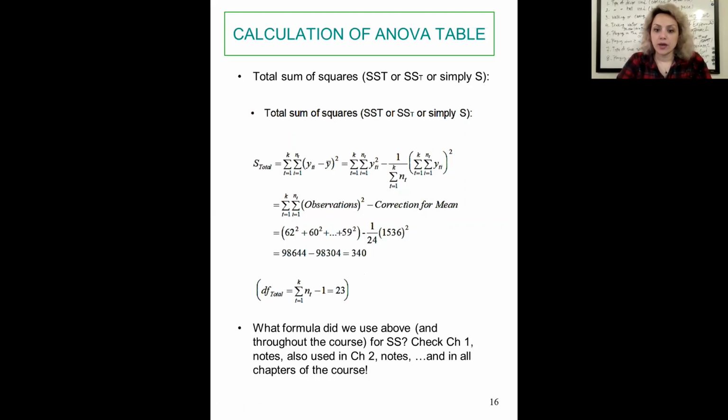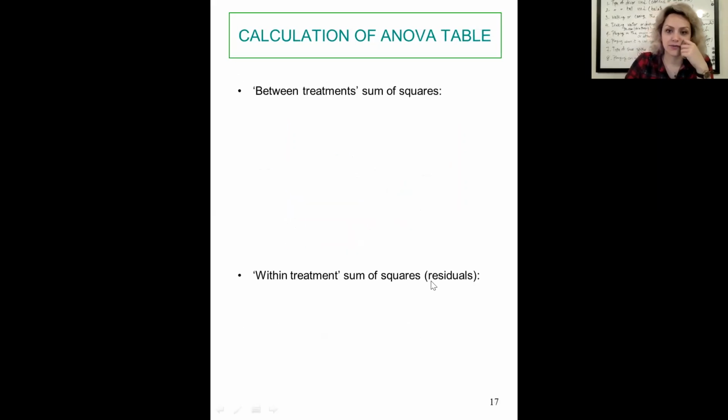So the formula we use above is like that. You can compare the formula that we have here with the formula that we had in chapter 1 and chapter 2 when we were talking about the sum of squares. They're very similar. The only difference is that here we are talking about the corrected sum of squares. Okay, so that was the total corrected sum of squares, but we are talking about the total observation.